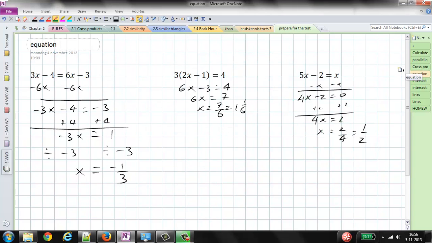Equations, solving equations. I'm not going to explain the balance method again. This is how you do it. This is an example. You can just look at it there. Pause if you need to.